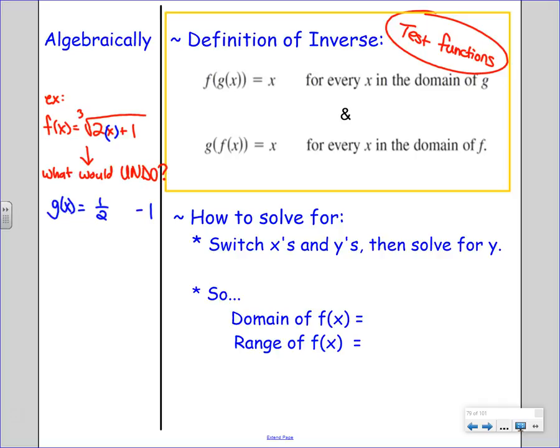Okay, let's check it. So that's an x and this is a cube. How do we check it? Plug it in. If we plug this into the x spot, you guys see how this might be a problem? Cube root of 2 times 1/2 x minus 1 cubed, plus 1.